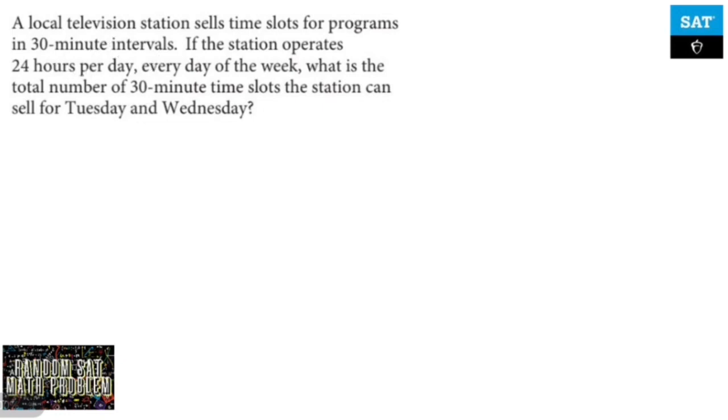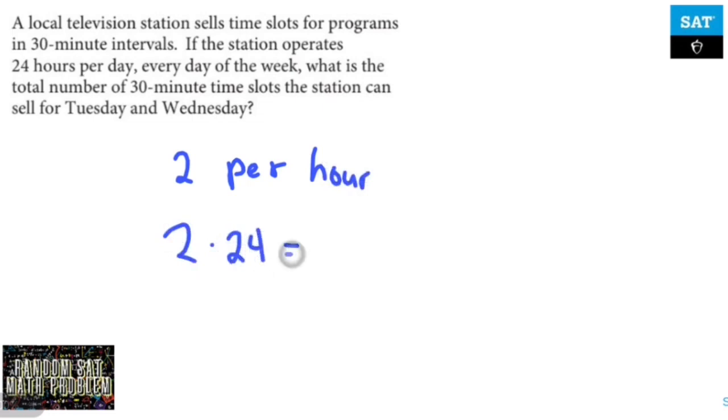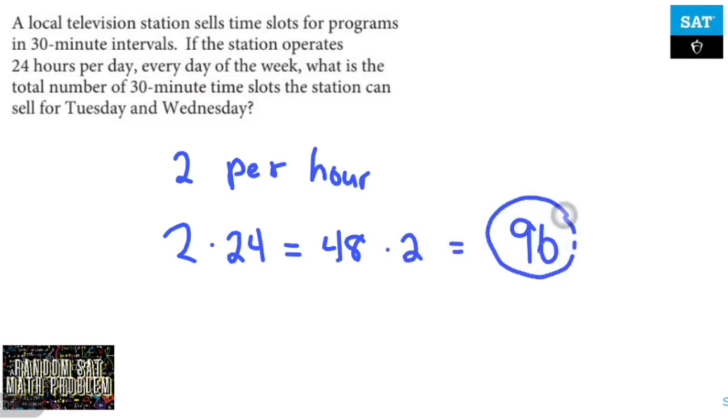So 30-minute intervals is going to be 2 of those intervals per hour, which means per day is going to be 2 times 24, which is 48. I care about Tuesday and Wednesday, which is 48 times 2, which is 96. And that's it.